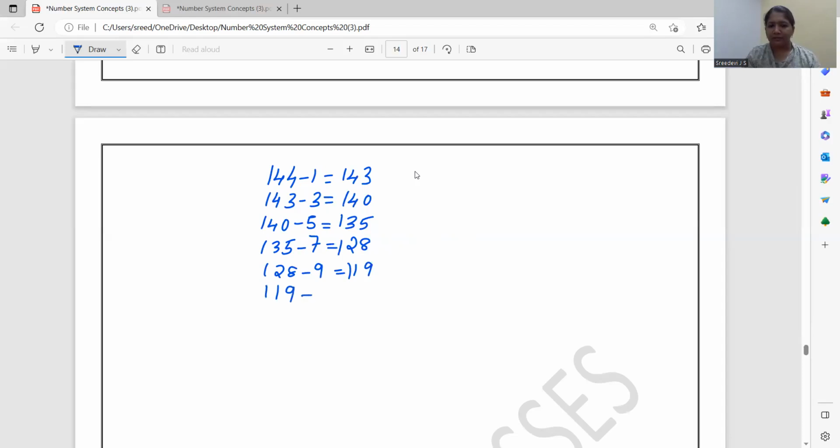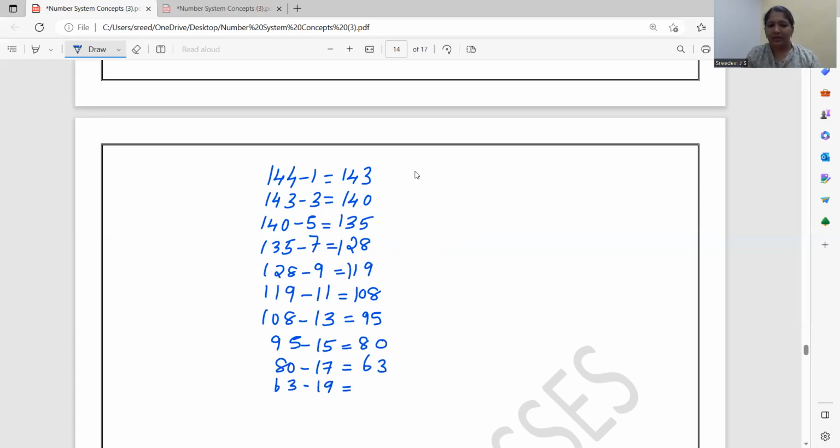119 minus, what is the next odd number? 11. We'll be getting 108, right? Yes, then 108 minus the next odd number 13. So we'll get 95. Then 95 minus the next odd number, 15, gives 80. Then 80 minus the next odd number, 17, gives 63. 63 minus the next odd number is 19.